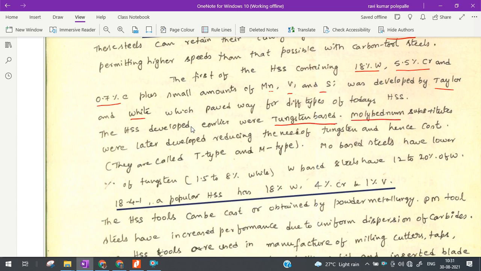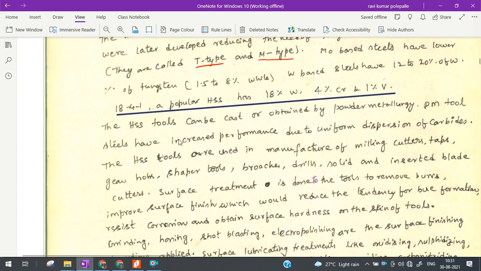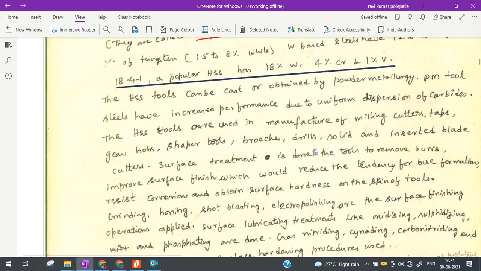See, the earlier tools were tungsten based. Later on, molybdenum substitutes have come into picture. Accordingly, they are called as T type and M type. So molybdenum based steels also have tungsten, but lesser percentage of tungsten. So thereby the cost is going to reduce. The T1, which is a popular high-speed steel, contains 18% tungsten, 4% chromium, and 1% vanadium.